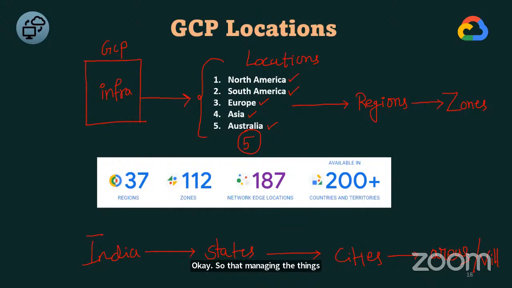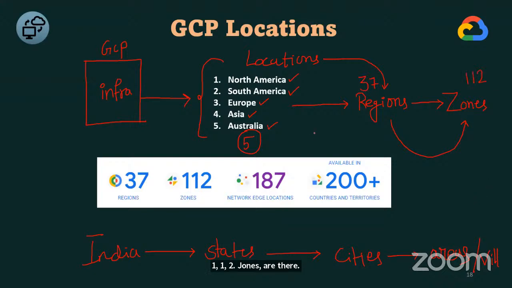For every area there will be dedicated government people, so that the government can easily manage each and every area, so that the cities are managed, so that the states are managed. So this is the same reason Google Cloud Platform has divided its entire infrastructure into locations. Locations are further divided into regions. Regions are further divided into zones. Okay, in total we have 5 locations, 37 regions, 112 zones.